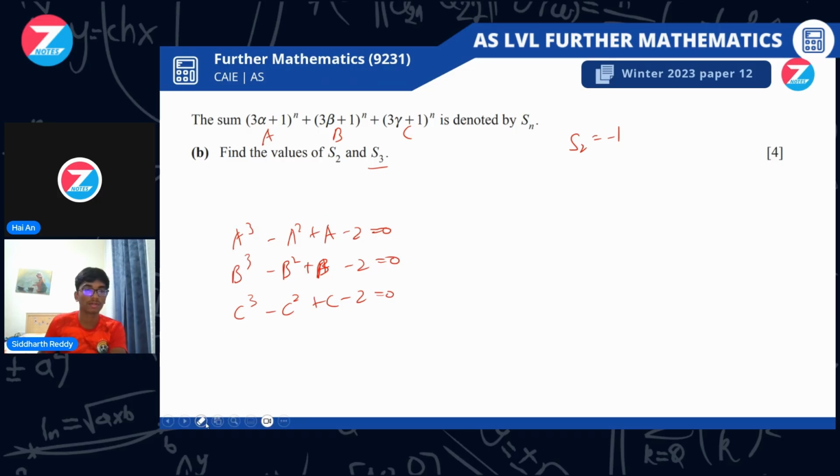If we add up all the equations, we get A cubed plus B cubed plus C cubed. We just add it all up.